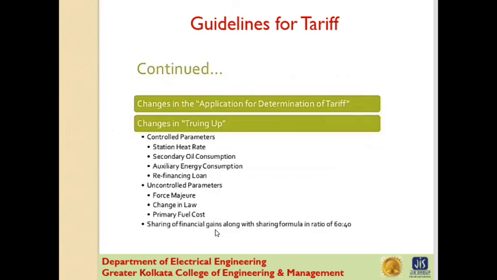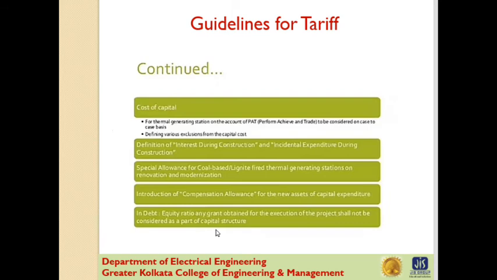Changes in truing up. Controlled parameters are the station heat rate, secondary oil consumption, auxiliary energy consumption, and refinancing loan. Uncontrolled parameters are force majeure, change in law, primary fuel cost, sharing of financial gains along with the sharing formula in the ratio of 60:40.